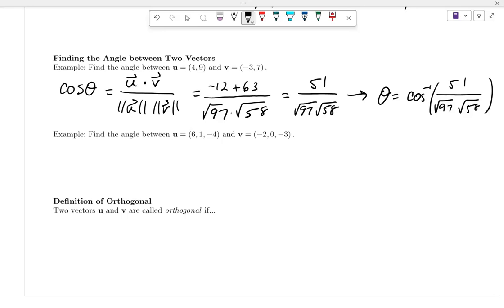However, looking at that value without putting it in your calculator or anything, is this going to be an acute angle or an obtuse angle? Certainly not a right angle because it's not 0, right? Is it an acute or an obtuse?